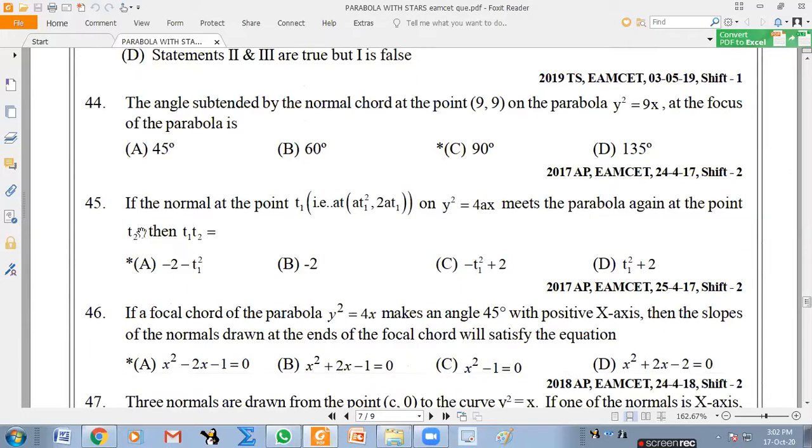Okay, you can look at question number 45, which is exactly this one on the screen. If the normal at T1 meets the parabola again at the point T2, what is T1 T2? You can multiply T1 here minus T1 square.